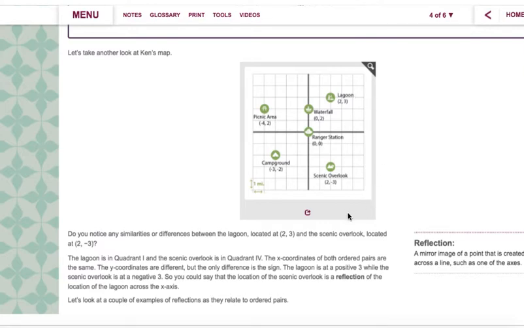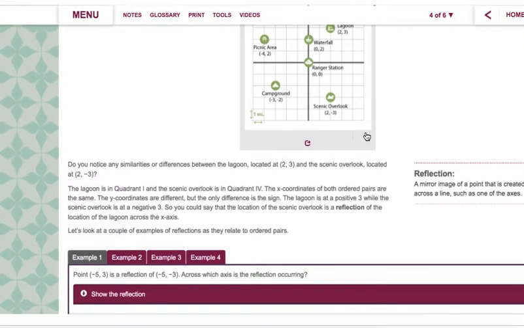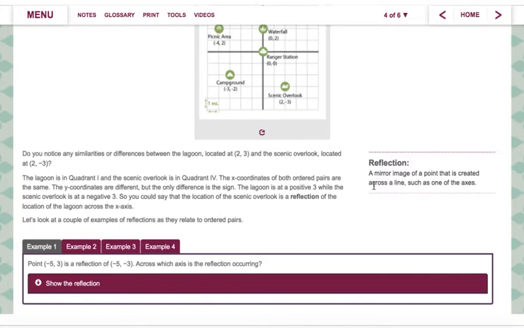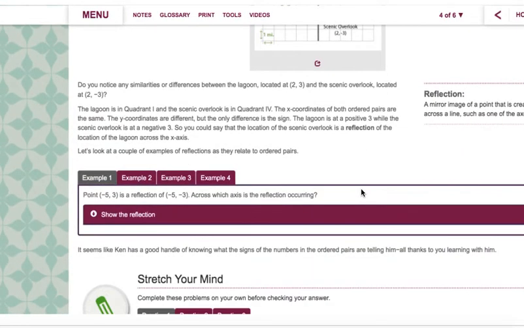So you could say that the location of the scenic overlook, this guy right here, is a reflection of the location of the lagoon across the x-axis. So remember, if it's talking about a reflection or being reflected across an x line, you're jumping over it. So it's important that you know that this is your x line, your x-axis. Let's look at a couple of examples of reflections as they relate to ordered pairs. Here it gives you the definition of a reflection, which is a mirror image of a point that is created across a line, such as one of the axes.